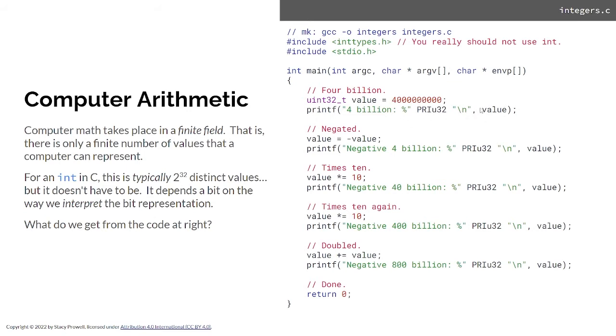So I print out the value, and then I negate it. And I say, okay, negative 4 billion is this. And we'll multiply it by 10. 10 times 4 billion, that's 40 billion. And it's, of course, negative because I just negated it. Here's negative 40 billion. By 10 again, here's negative 400 billion. Double it, right? value += value. Here's negative 800 billion, right? A negative plus another negative is even more negative. And then we're done.